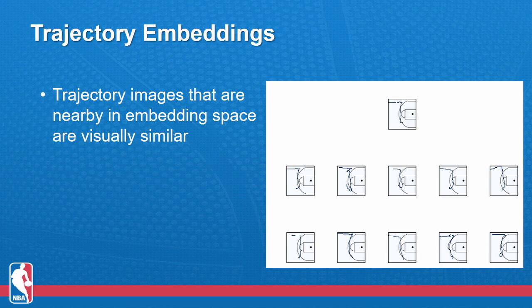We then retrieved the original image for each of those embeddings, which you can see in the second and third rows of that figure. The movements in those 10 images are remarkably similar to the movements captured by the original trajectory image. Repeating this procedure over thousands of examples convinced us that trajectory embeddings can be used to efficiently search for similar movements on offense.